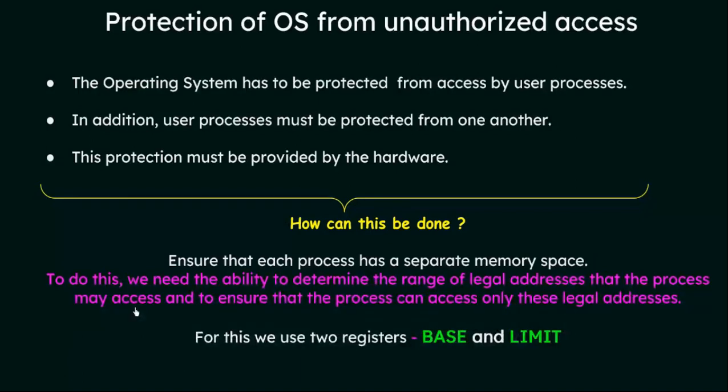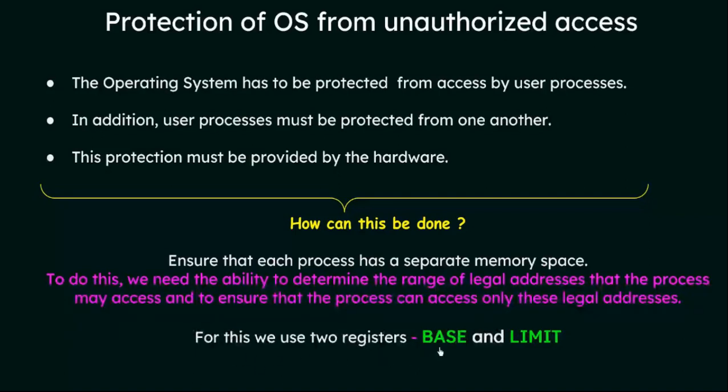For example, if there is a process P1, we will say that process P1 should be able to access only the memory locations from, let's say, 10 to 50. So only between 10 and 50, whatever addresses are there, only that will be accessible by process P1. So memory address 10 to 50 is the legal address space for process P1, and it should be able to access only that. But how can we do this? How can we implement this?